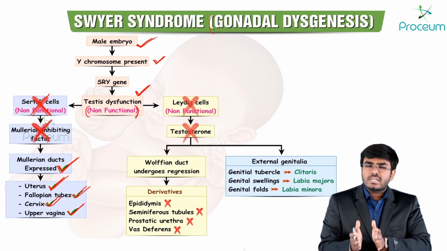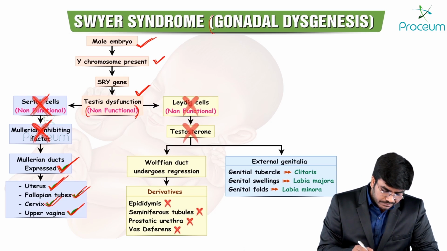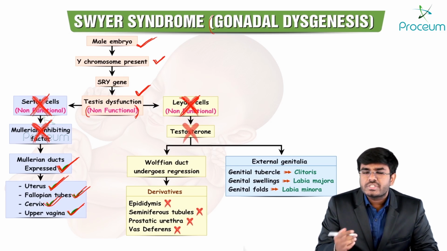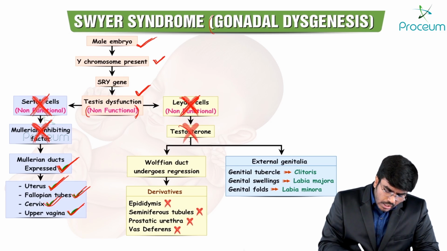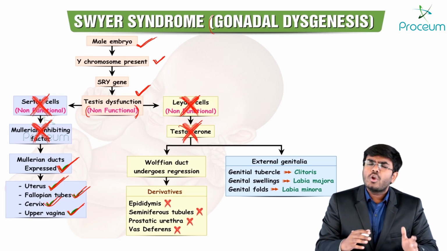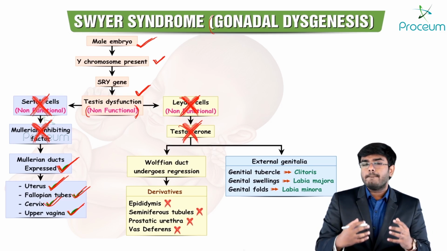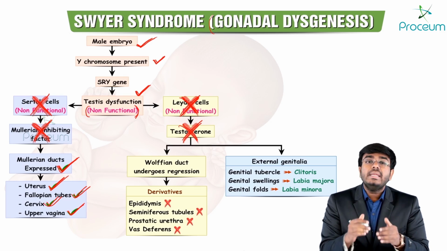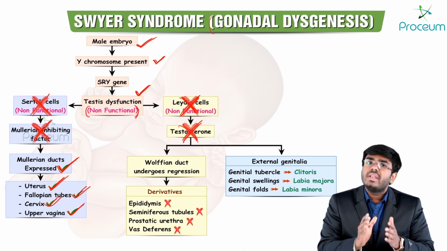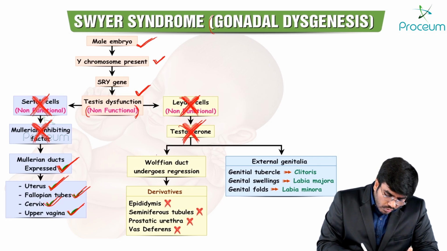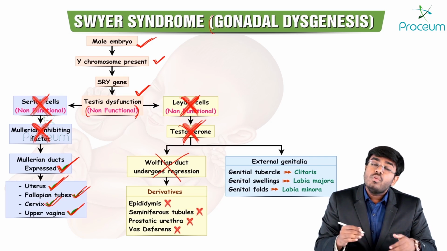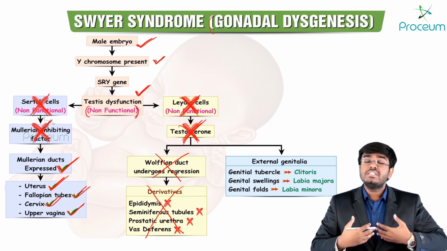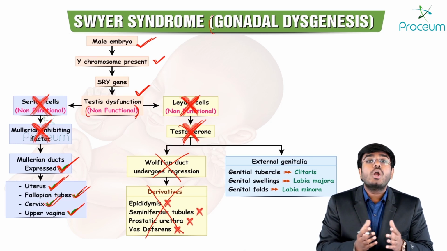Yes. Now let's come to the other half of the flowchart. As the testis is non-functional in nature, the Leydig cells are also not functional. If Leydig cells are not functional, they are not going to make testosterone. If there is no testosterone in this male, what happens? Usually, the Wolffian duct needs testosterone for its expression. Whenever testosterone is not there, the Wolffian duct will undergo regression. If the Wolffian duct undergoes regression, the male internal genitalia or the male internal reproductive organs are not developed.